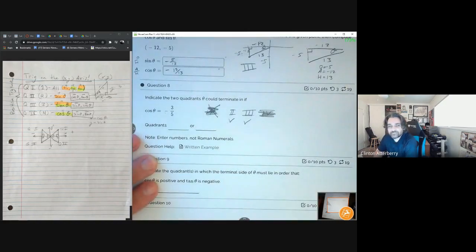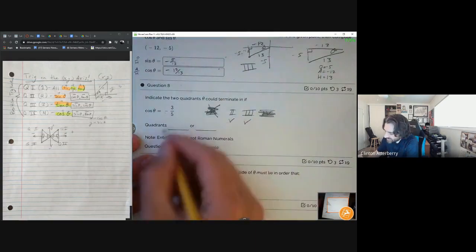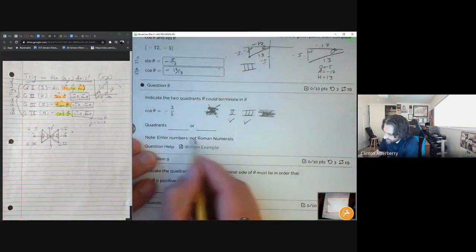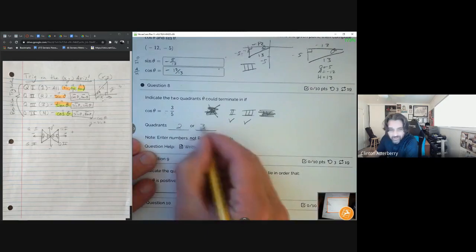Okay. So it says 2 and 3. It says to not use Roman numerals, use regular numbers. So we'll say 2 and 3.